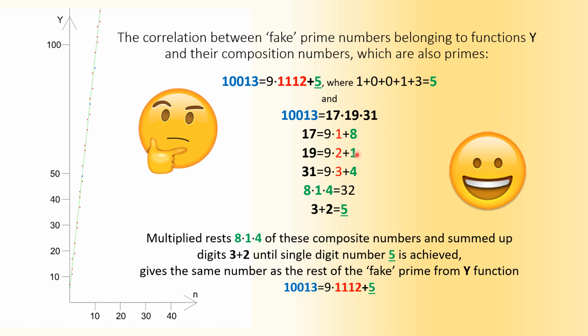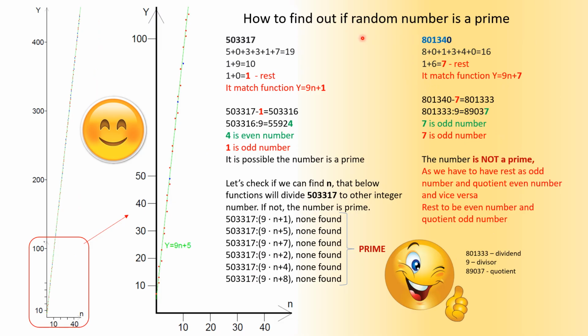If we multiply the remainders of these factors, we get 32. 3 plus 2 is 5. 5 is exactly the same number as the remainder of our function and the sum of digits of our number, and it's always like that with composite numbers. This is the correlation that can be found for fake prime numbers or composite numbers. As you can see on the diagram here, I placed all prime and composite numbers up to 450 that lie on our functions y.